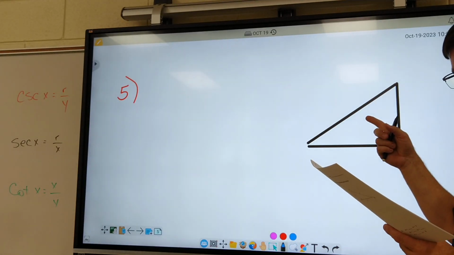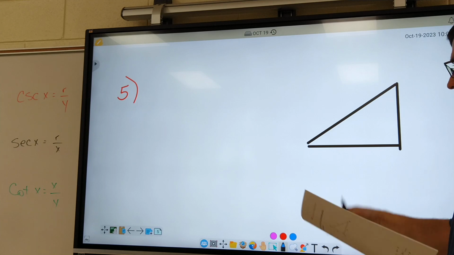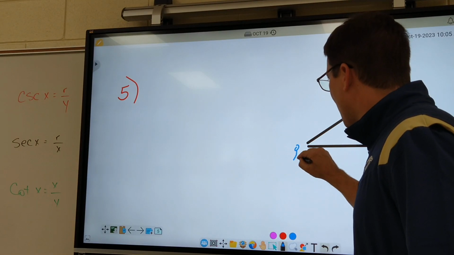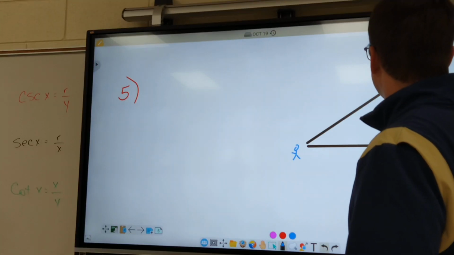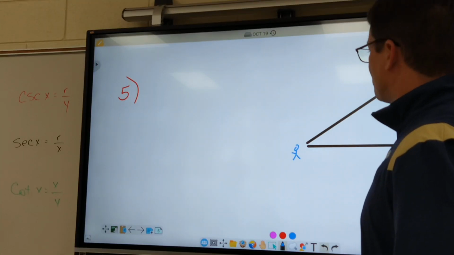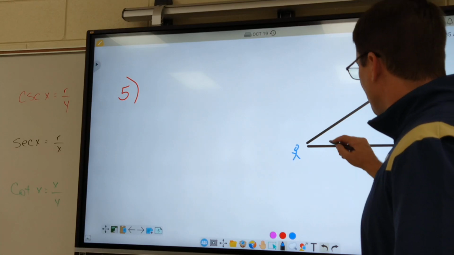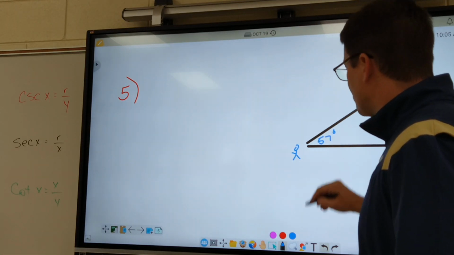All right, let's label our triangle. Richard's flying a kite. Where's Richard? He's right here. He's flying a kite. This is Richard's kite up here. I'm gonna draw a kite. All right, he's flying a kite. It says the kite string makes an angle of 57 degrees with the ground. So 57 goes right there.